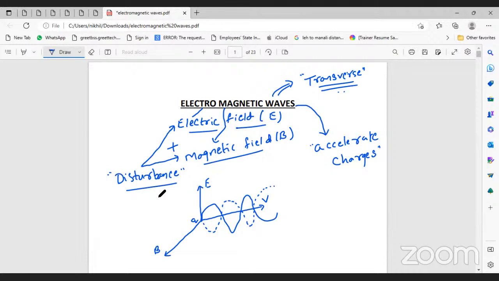So in order to produce the electromagnetic waves, we require two fields, that is electric field and the magnetic field, which are applied perpendicular to each other. Whenever this charge is moving perpendicular to both electric and magnetic field, the particle will move perpendicular to it. It will accelerate. That is what we consider as the electromagnetic waves.